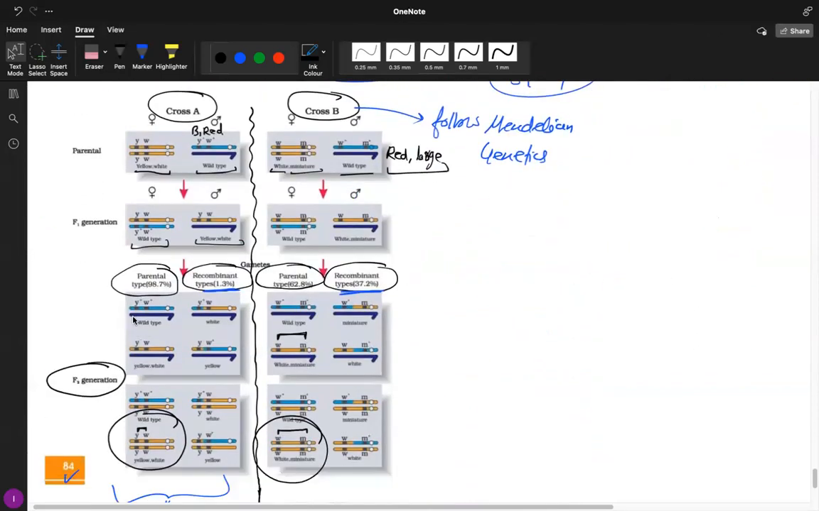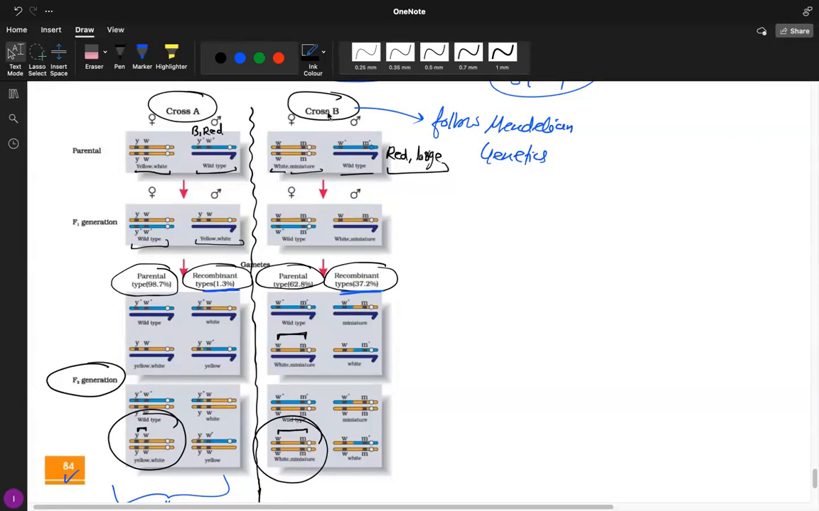So on the basis of which I explained this diagram, which is in your NCERT, I have seen many schools and even some board examinations take this exact same figure and change a few things. For example, these parental and recombinant percentages change, and they ask you which one follows Mendelian genetics and which one does not.